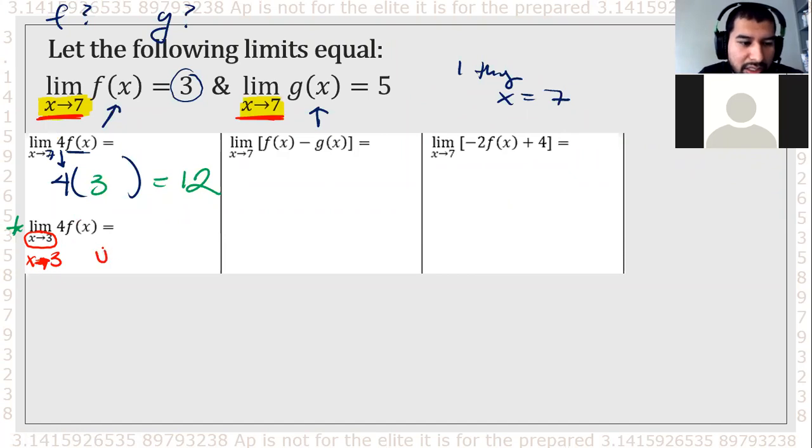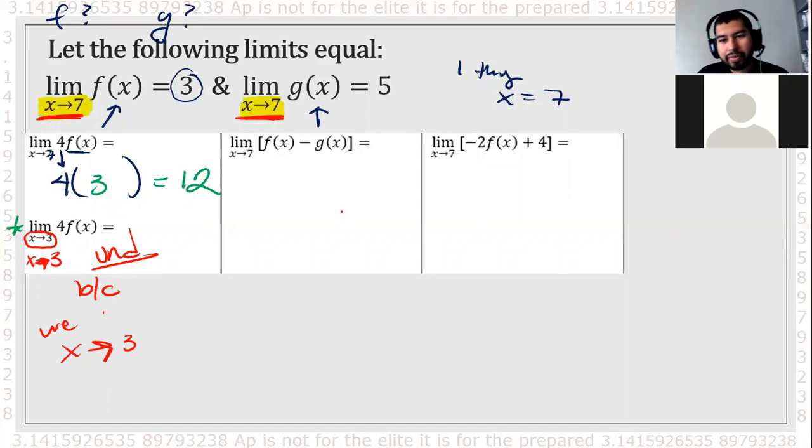So this one is undefined because we don't know when x goes to 3. Does that make sense? This one's a trick question. It is fun. Okay. Any questions on that, guys? We only know when x equals 7, not when x equals 3. So this one's me trying to trick you guys.